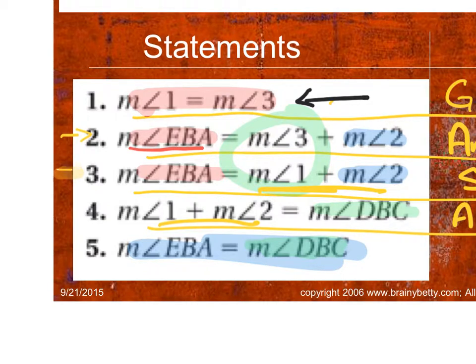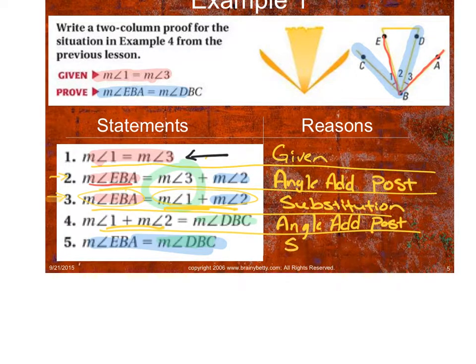Fantastic. On line number 3, we have already proven that this is true, that angle 1 and angle 2 can be swapped out with EBA anytime it works to our advantage, and that's exactly what happened there. That's just substitution. And now if you notice, we've gotten exactly to where we said we would get to: the measure of angle EBA is equal to the measure of angle DBC. That is exactly what you will be expected to do come Tuesday.